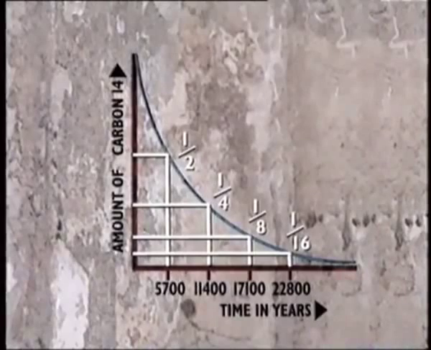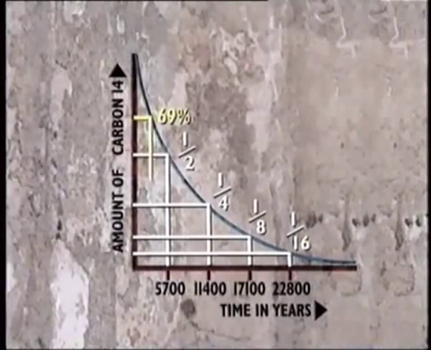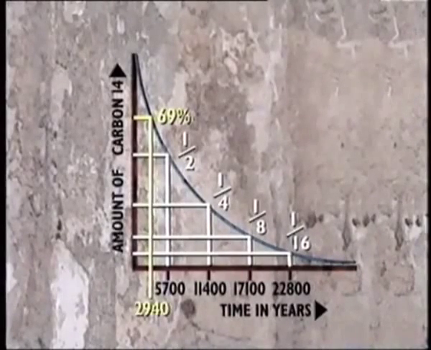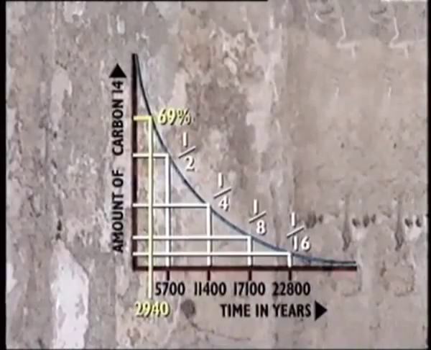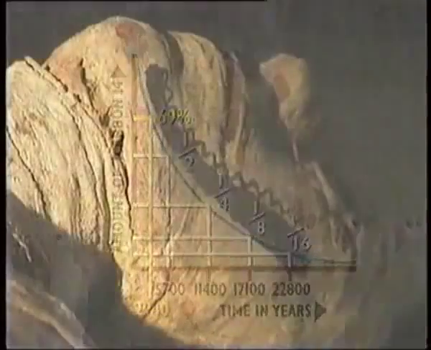The computer has calculated that there is only 69% of the original radioactive carbon-14 left in the mummy. That corresponds with the yellow line on the graph, which gives us the time of burial as 2,940 years ago.